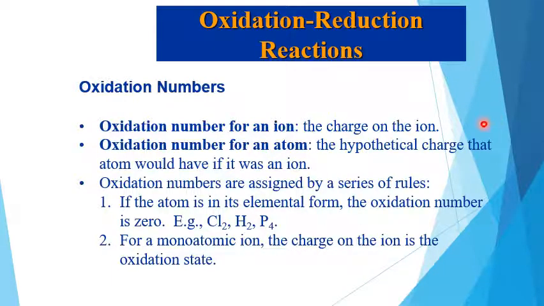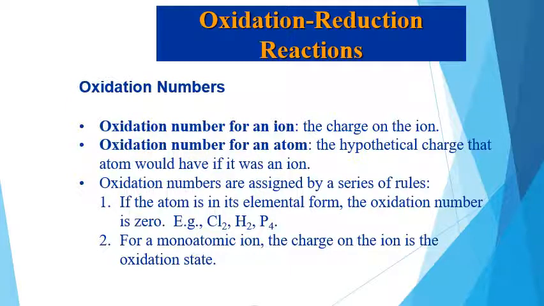Now, in order for us to keep track of the transfer of electrons, it is necessary for us to know the oxidation numbers. The oxidation number for an ion is the charge on that ion. The oxidation number of an atom is the hypothetical charge that an atom would have if it was an ion. So the oxidation numbers are assigned by a series of rules. If the atom is in its elemental form, the oxidation number is 0, like Cl2, H2, P4, or even O2. For a monoatomic ion, the charge on that ion is the oxidation state.